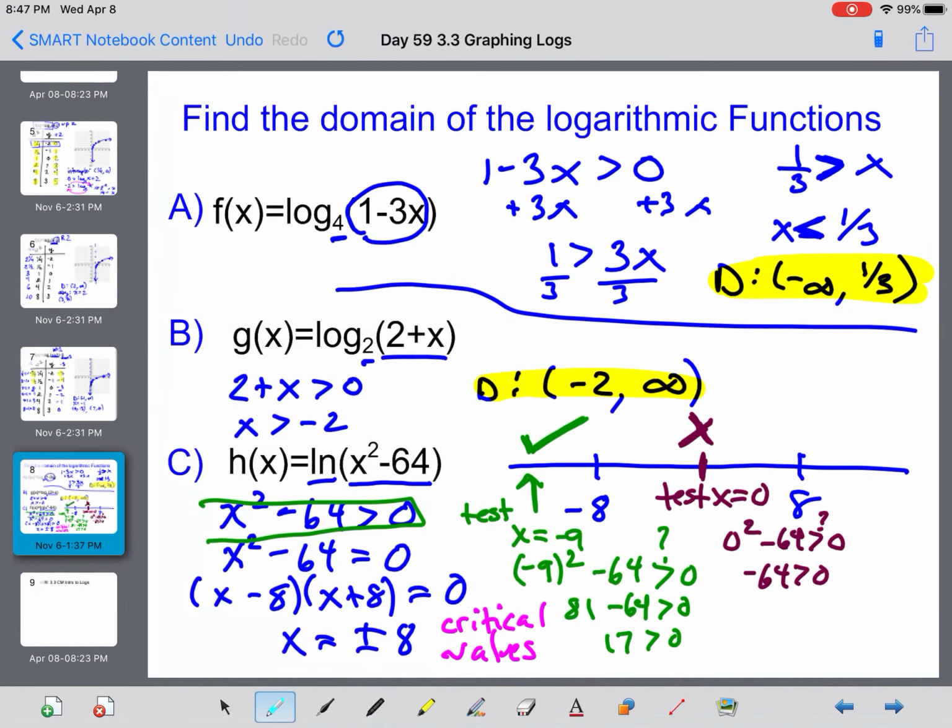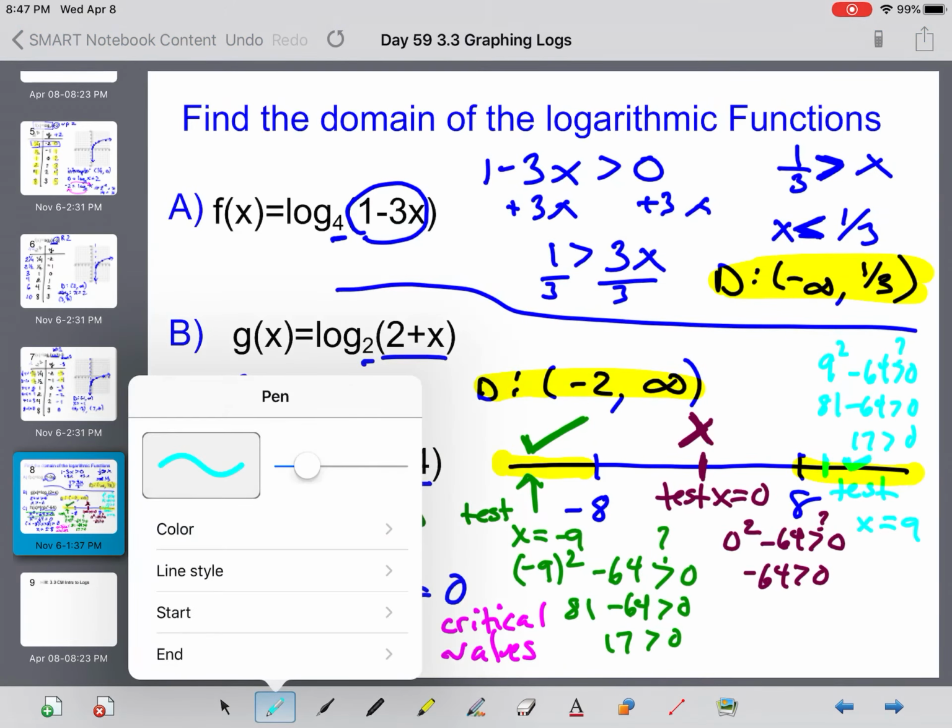So then let's look at our third interval. Let's pick a number that's going to be to the right of +8. So how about we test x equals +9? So is 9 squared minus 64 greater than 0? So is 81 minus 64 greater than 0? Absolutely. So this interval here works as well. So what that tells me is this interval works for my domain and this interval works for my domain.